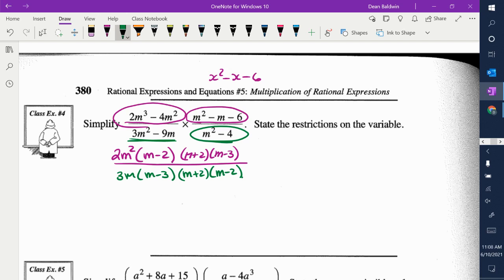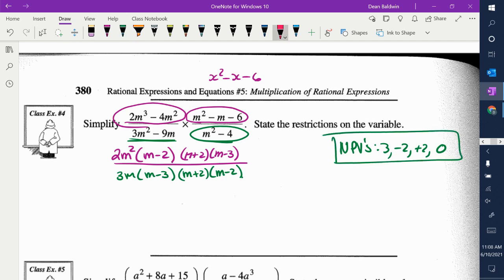Okay, it's all factored. So NPVs, what are they? Okay, there's one. And there's another one. And positive 2. Anything else? 0, because you got the m by itself. All right. Now start slashing. What can I cancel? M minus 3, gone. M plus 2. M minus 2. Anything else? 1M. What am I left with? There you go.